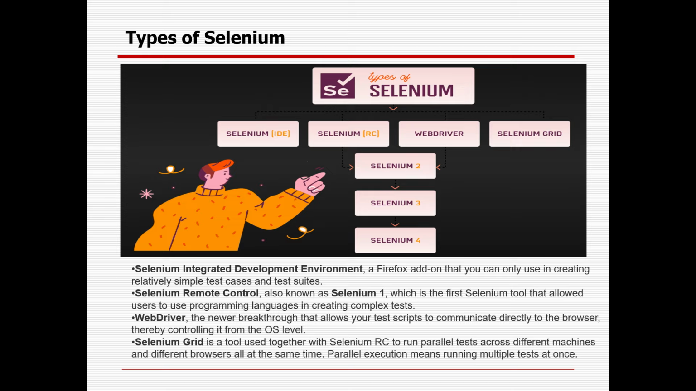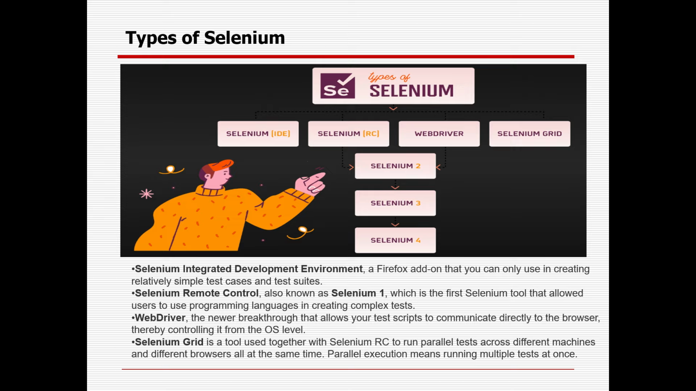Then types of Selenium. Initially, whenever Selenium launched, it was Selenium IDE, or Integrated Development Environment. It is just a record and playback mechanism. Now nobody is using it. After that, Selenium RC came, Remote Control, which is known as Selenium version 1, where the tool allowed users to use some programming language in creating complex tests. After that, WebDriver came into the market, which is the newer breakthrough, which allows the user's test script to communicate directly to the browser, controlling from the operating system level.